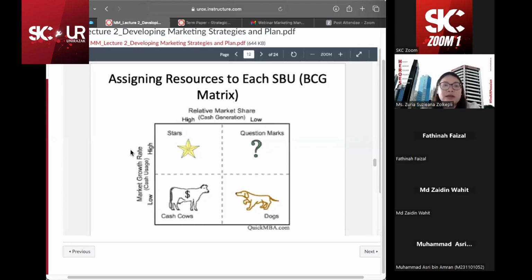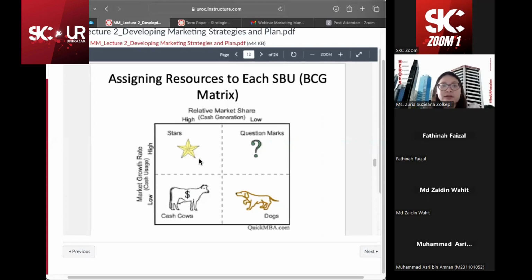Market growth rate, on the other hand, is the opportunity for the product ataupun the service, anything can be developed, can be looked into. There are still demands, and then maybe there is room for developing the product. Okay, so we have four quadrants here. We have cash cow, dogs, question mark, and stars. So I think you can read from the quadrant here, cash cow means it has low growth rate, but it already has high market share.